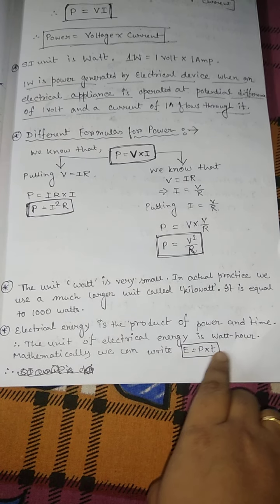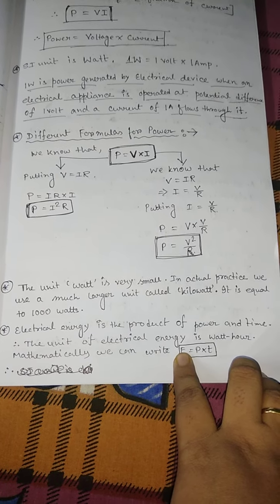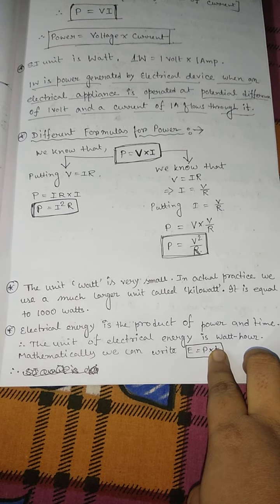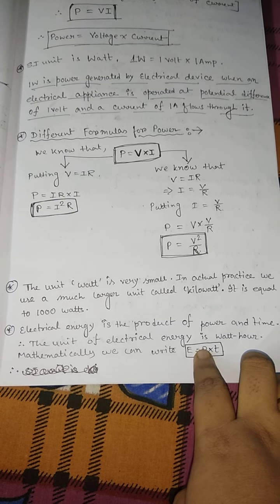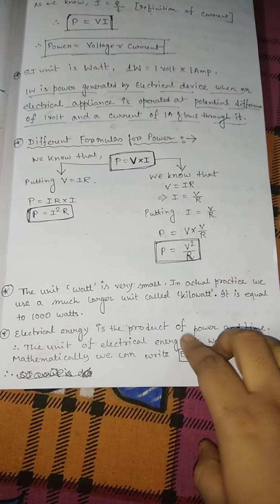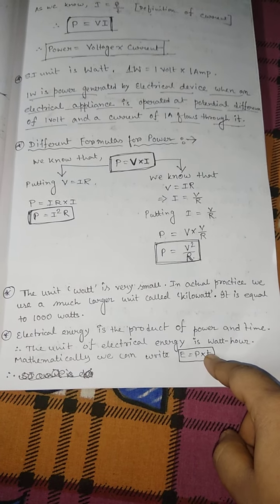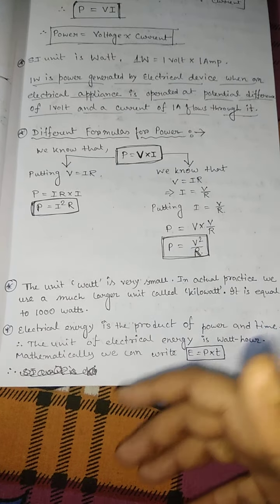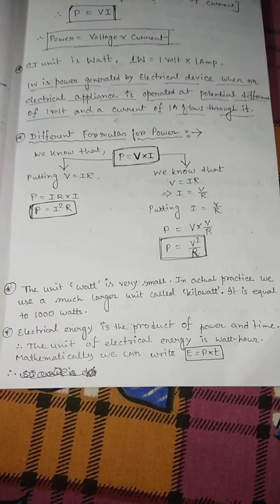Mathematically, we can write electrical energy E as E equals P into T, where P is the power and T is the certain time. The unit of electrical energy is watt into T. Because this is a smaller unit, sometimes it will be watt hour or watt second, or if the amount is big, then we can use kilowatt hour or kilowatt second.